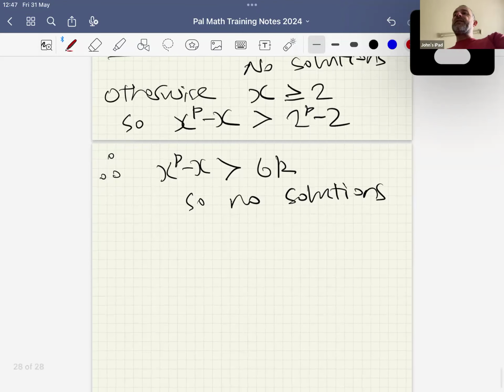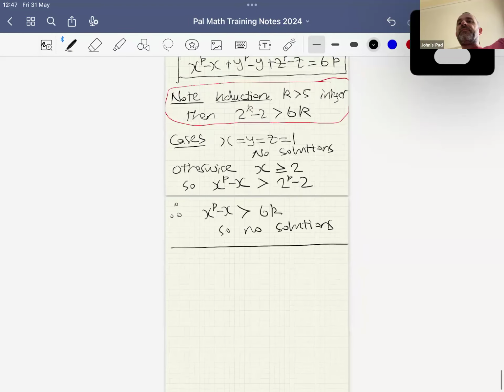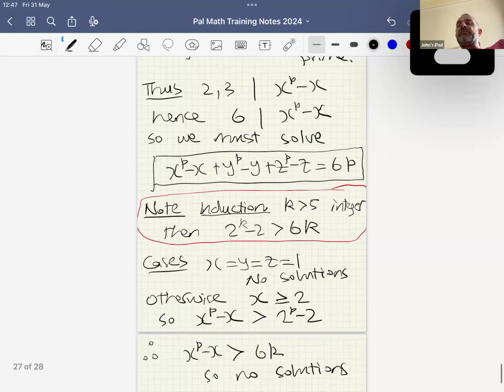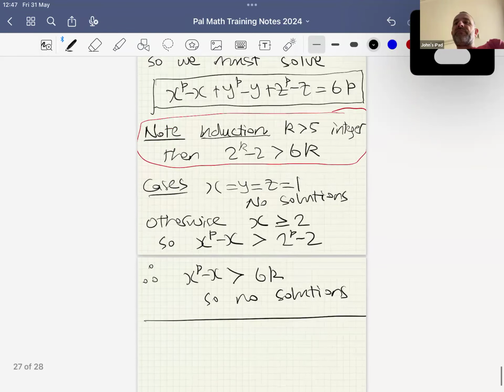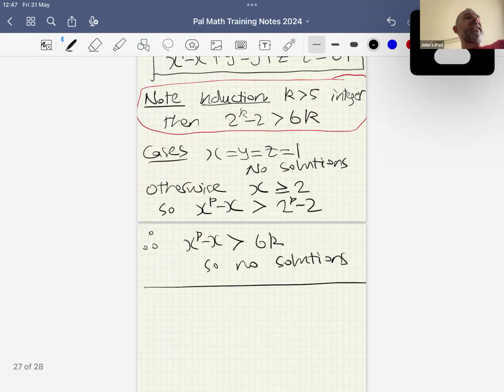Okay, so that's the end of my discussion on that. So I'm going to quickly move on to question 1, unless I have any questions about that. Okay, so I'm taking silence as agreement. So I'll move on to question 1.